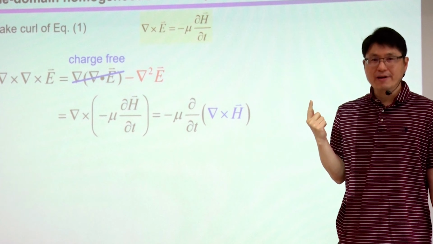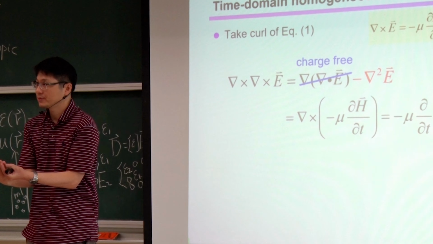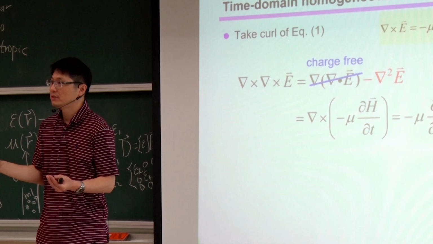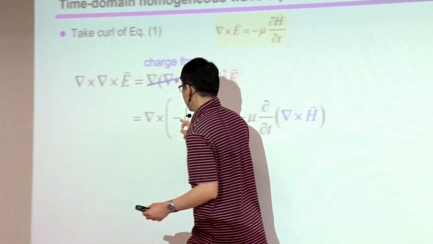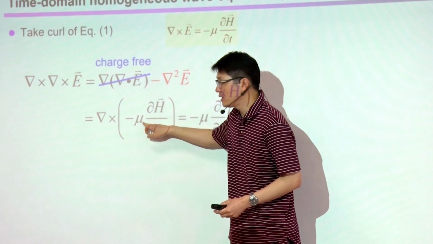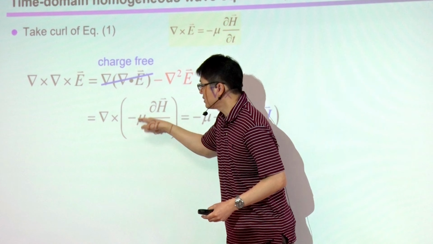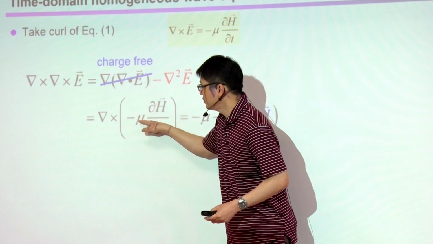If your material is inhomogeneous, both epsilon and mu are also functions of space. They need to participate in the curl operation, right? And you have the chain rule. So if this is mu of R, you have to perform the curl on mu. You also have to perform curl on H, right? That is going to make your derivation extremely messy.